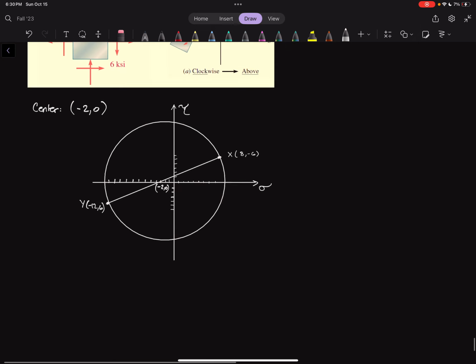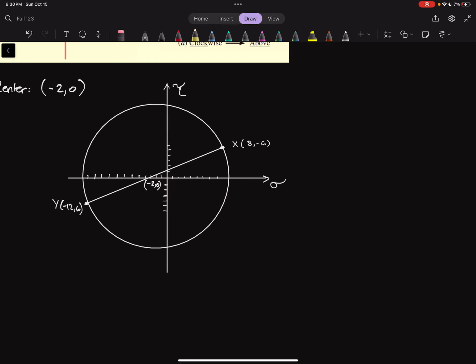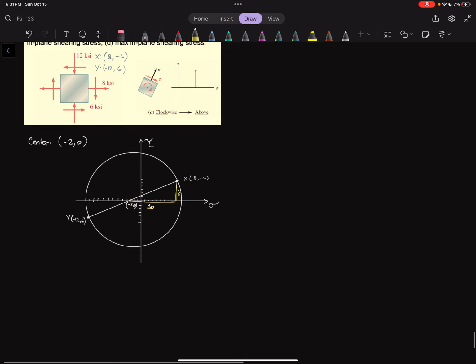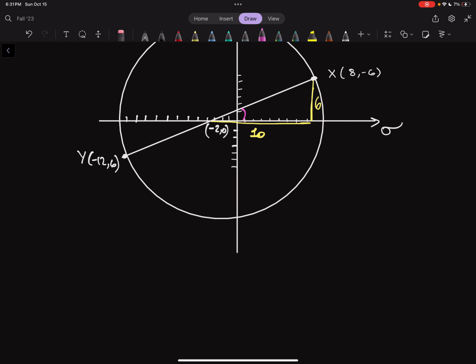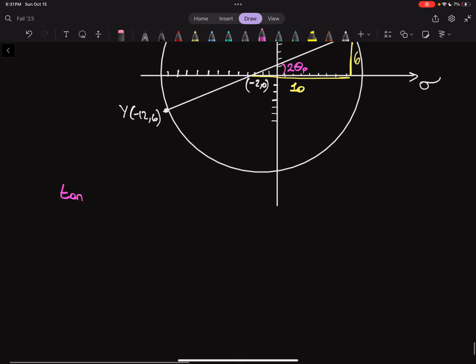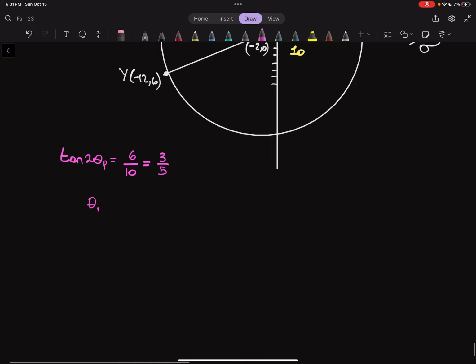And then we realize some things. Well, we know that this distance is going to be 8 and another 2. So this is 10, and this distance is 6. So we can find the principal planes by finding the angle here, 2 theta p. And we know that the tangent of 2 theta p is equal to 6 over 10, which is equal to 3 over 5. And so theta p is equal to 1/2 tangent inverse of 3/5.